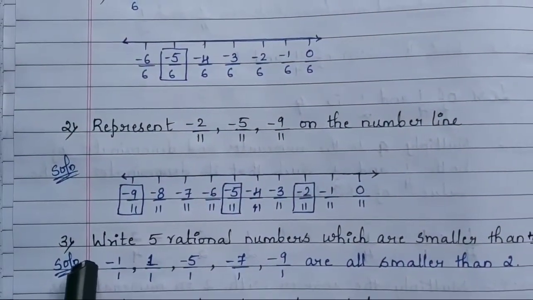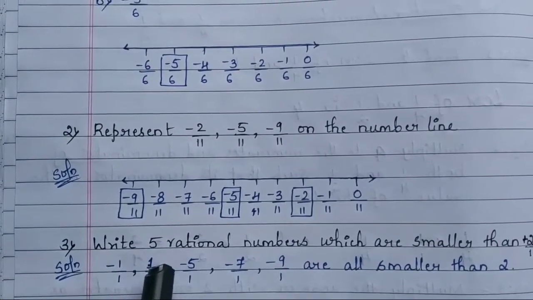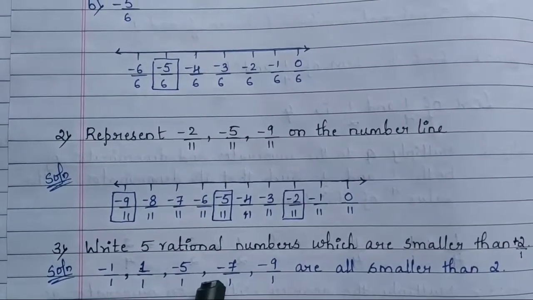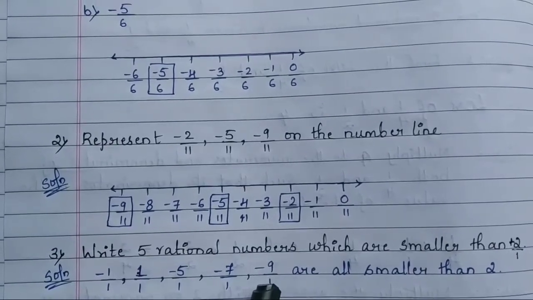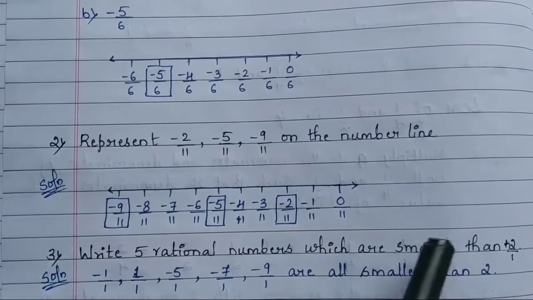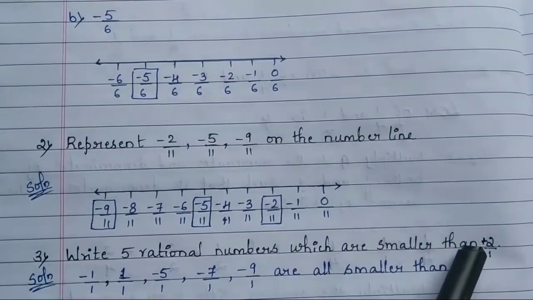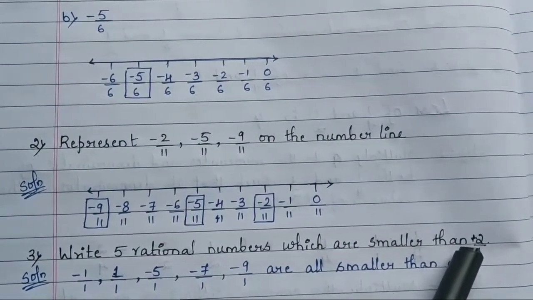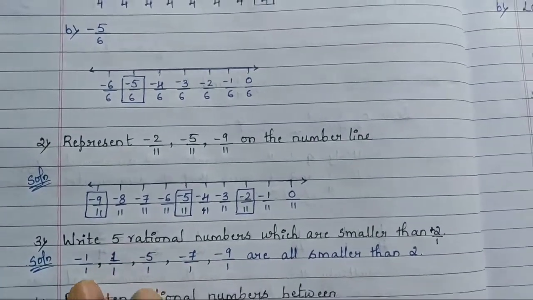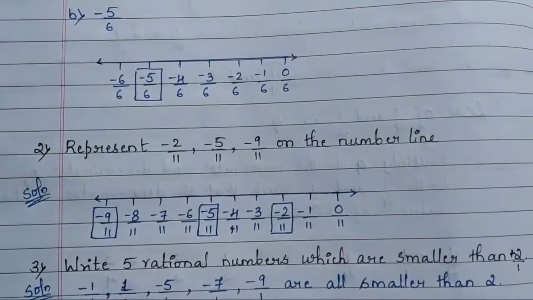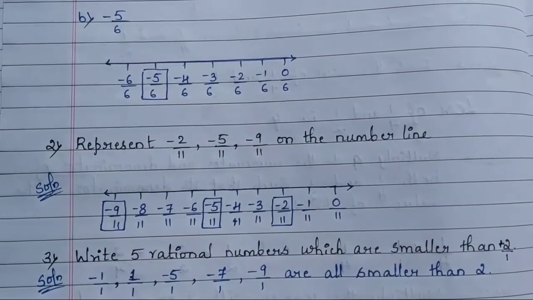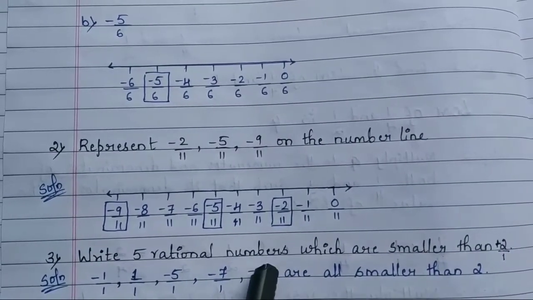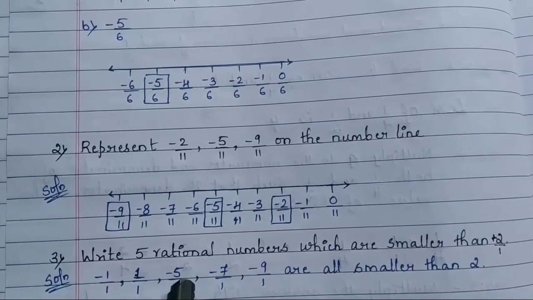So you can use minus 1 by 1, minus 3 by 1, minus 5 by 1, minus 7 by 1, minus 9 by 1. Why I have used here 1? Because the question is having the denominator as 1. You can even use any of the thing. Okay, you can even use any denominator and show the numbers which are smaller than plus 2.